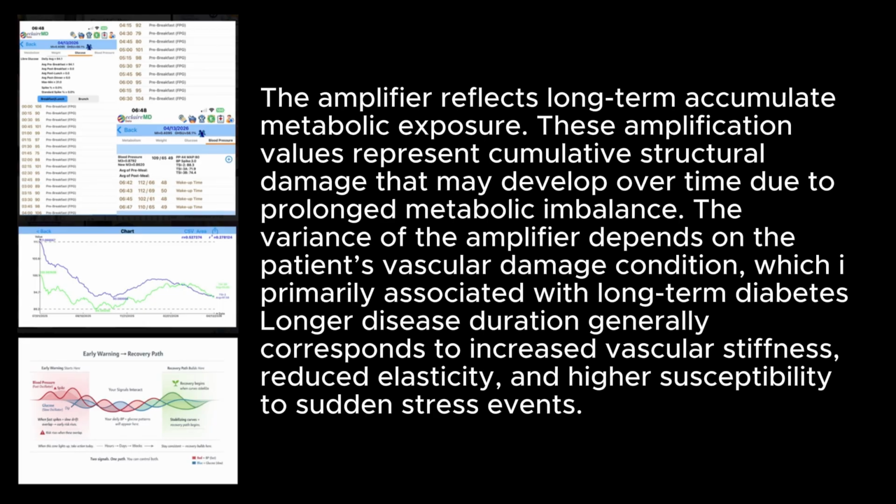These amplification values represent cumulative structural damage that may develop over time due to prolonged metabolic imbalance. The variance of the amplifier depends on the patient's vascular damage condition, which is primarily associated with long-term diabetes. Longer disease duration generally corresponds to increased vascular stiffness, reduced elasticity, and higher susceptibility to sudden stress events.